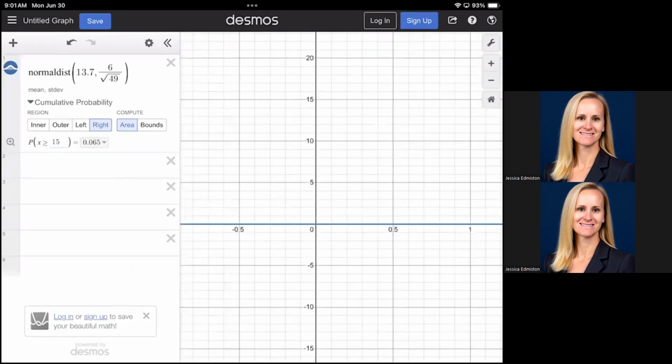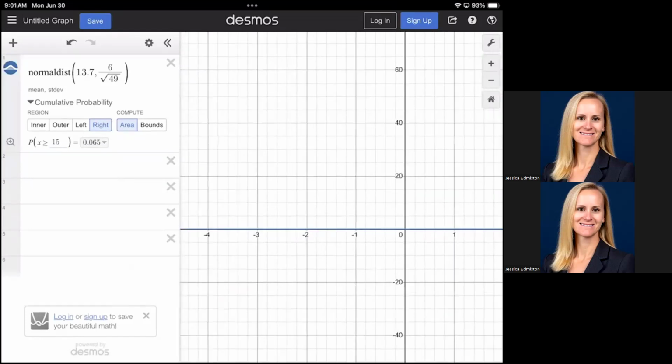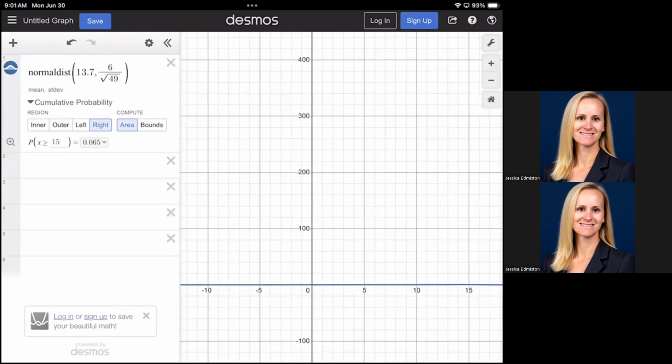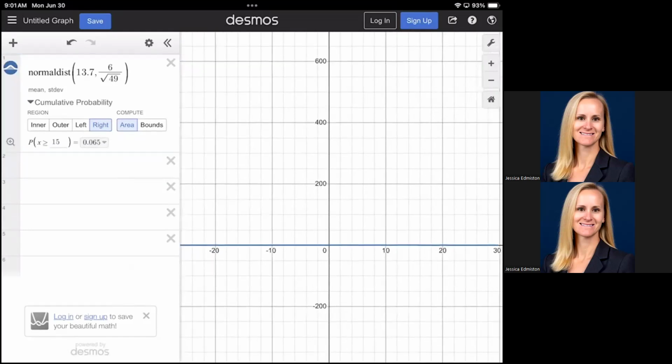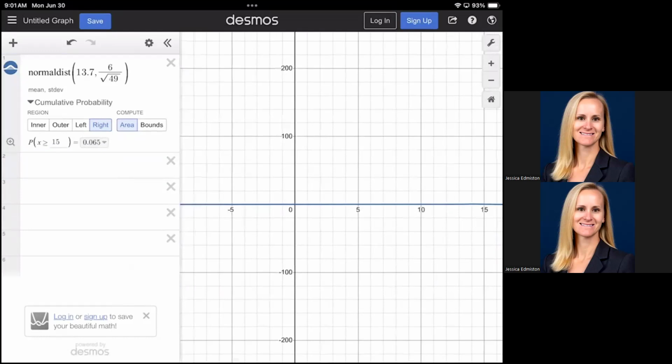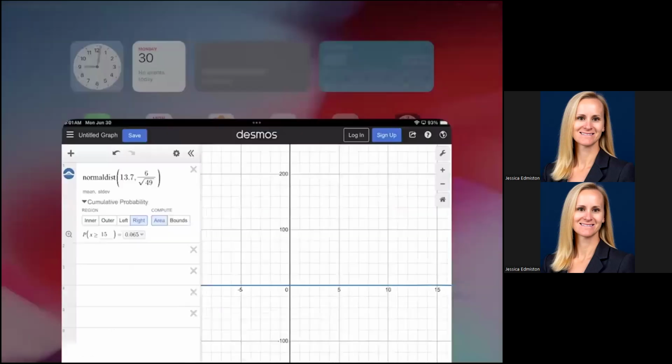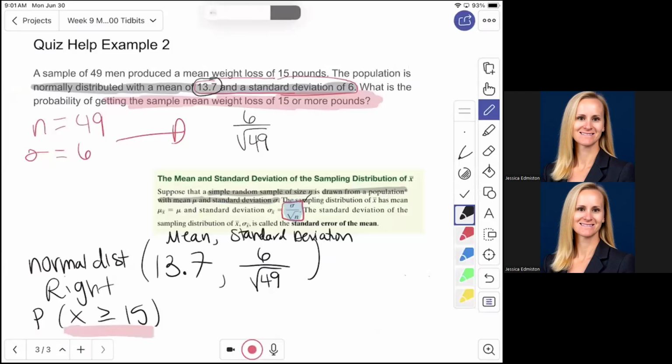So about 0.065 for this one. And then, like I said, I know you might not be able to see your graph, but I don't want you to get hung up on that, because really we're just trying to get that calculation. So approximately 0.065 would be the probability of getting the sample mean weight loss of 15 or more pounds.